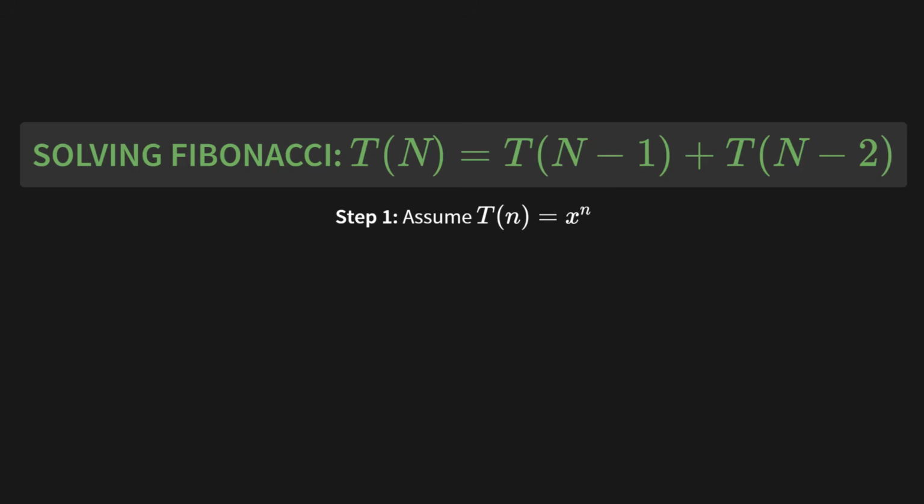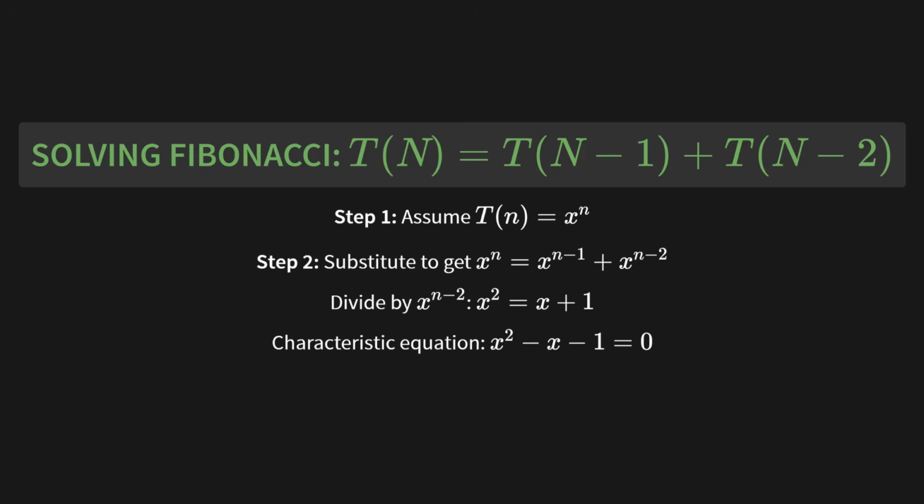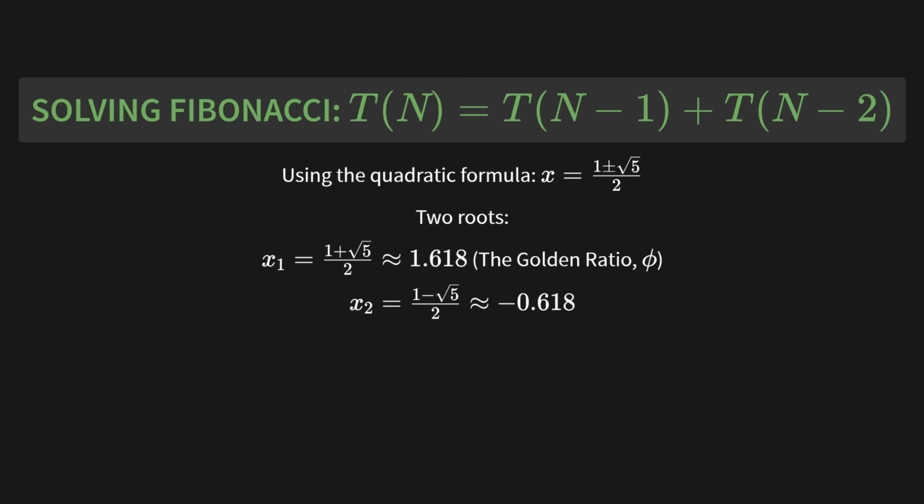Step 1. Assume T of n equals x to the n. Step 2. Substitute to get x to the n equals x to the n minus 1 plus x to the n minus 2. Divide by x to the n minus 2. X squared equals x plus 1. Characteristic equation. X squared minus x minus 1 equals 0. Using the quadratic formula, x equals 1 plus or minus square root of 5, all divided by 2.